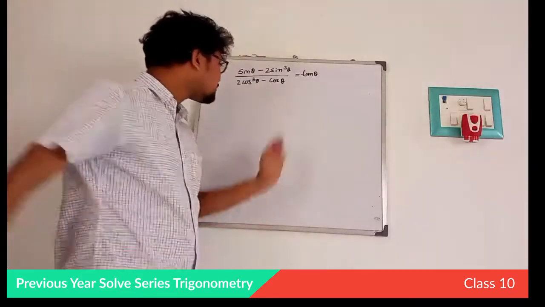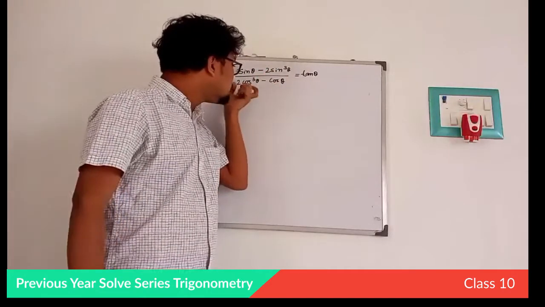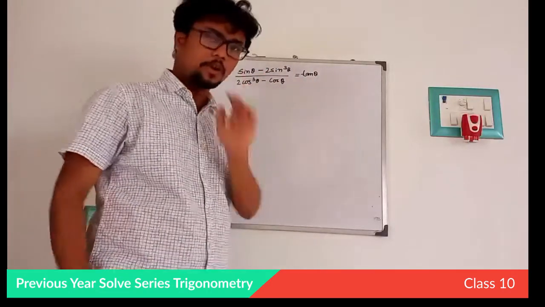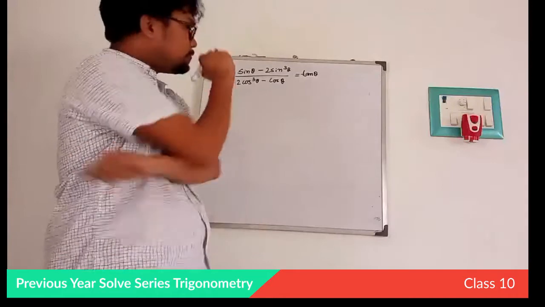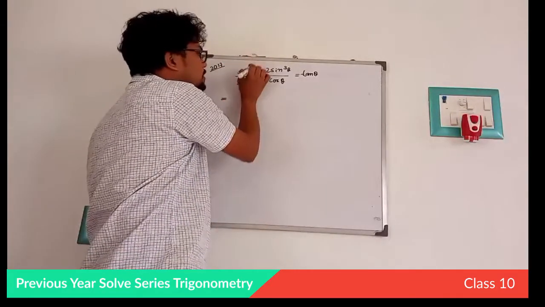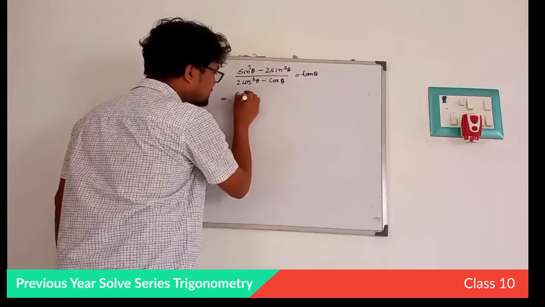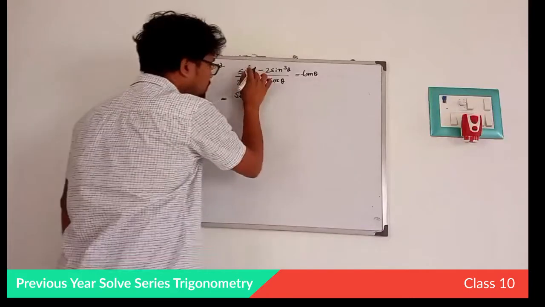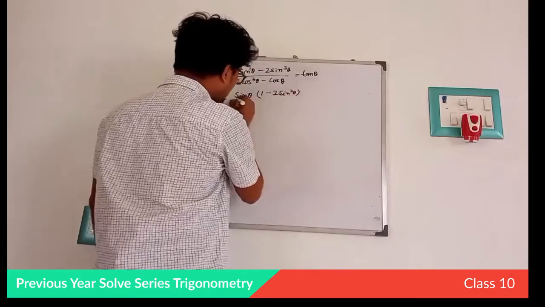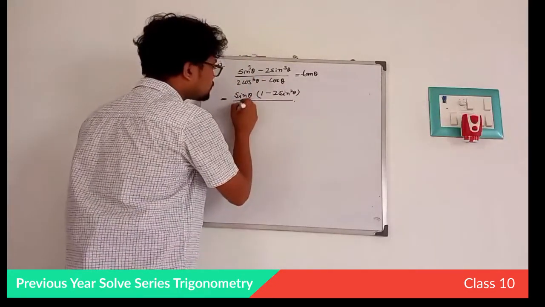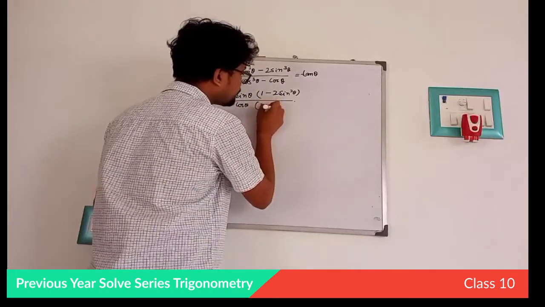My next problem came in 2017, that is sin theta minus 2 sin cube theta by 2 cos cube theta minus cos theta equal to tan theta. Now first what should I do? Here the power of sin theta is 1, so I can take sin theta as common. If I take sin theta common, what remains in the bracket? That is 1 minus 2 sin square theta. In the denominator, if I take cos theta common, here we get 2 cos square theta minus 1.